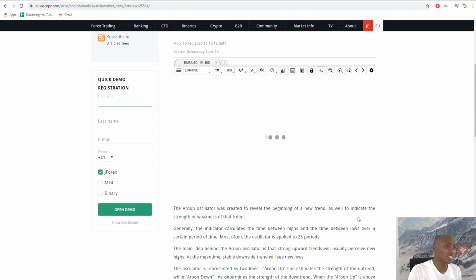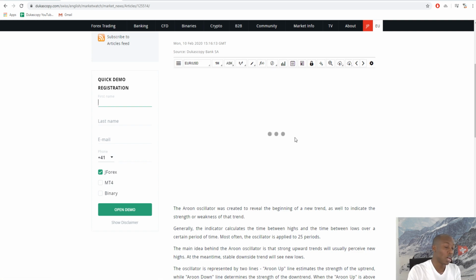And the traditional setting for the Aroon indicators is a 25 period. That is the traditional setting. But if you look at the Dukascopy chart, you will see that we have 14 days. But you can use whatever time frame or whatever period you want. It depends on your strategy.